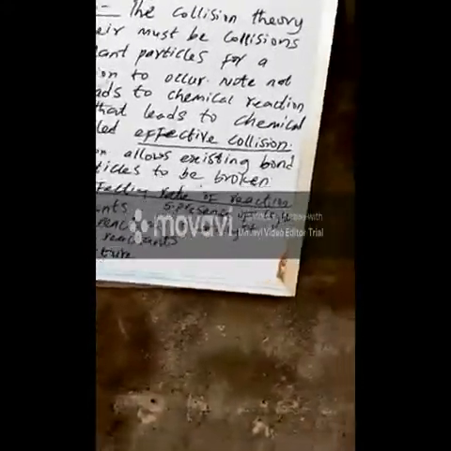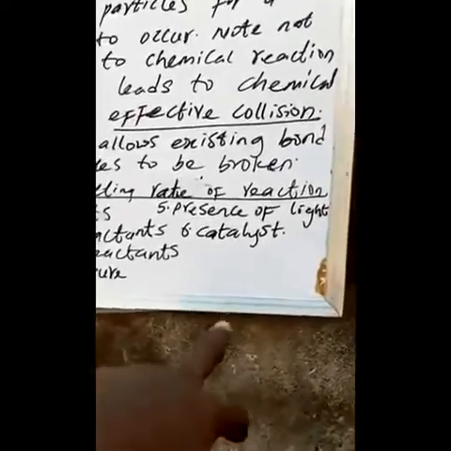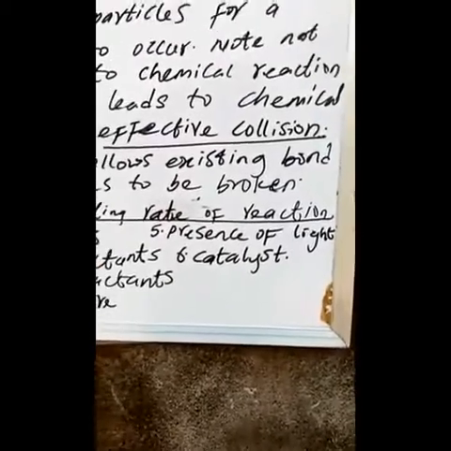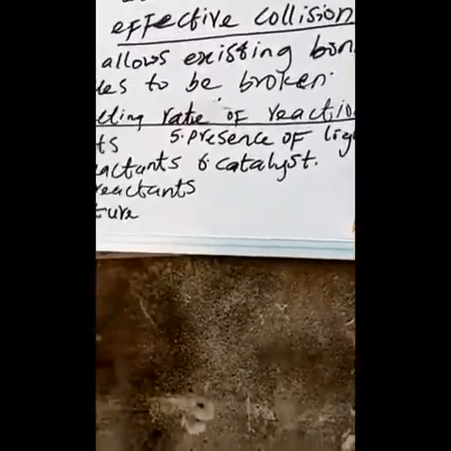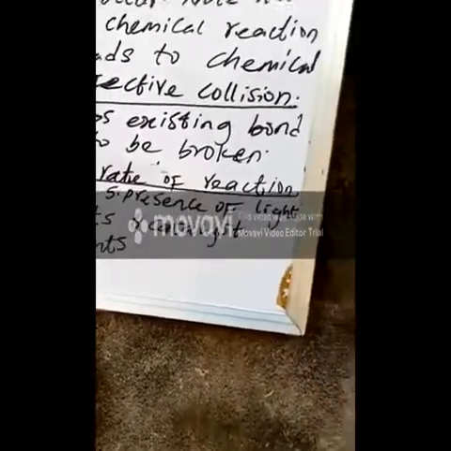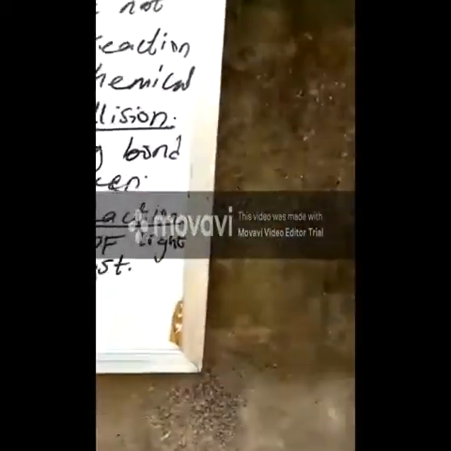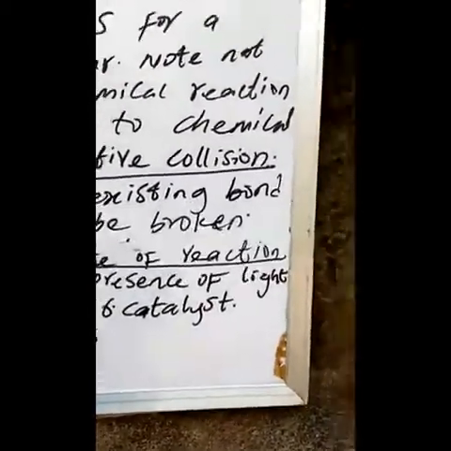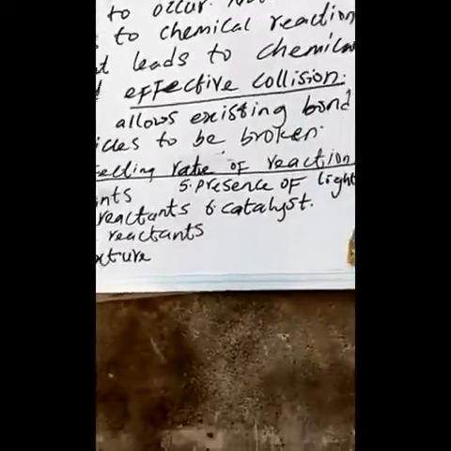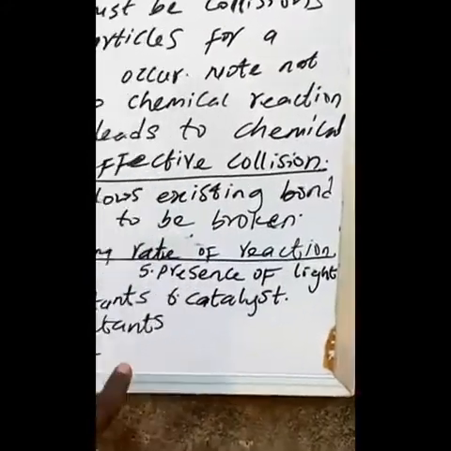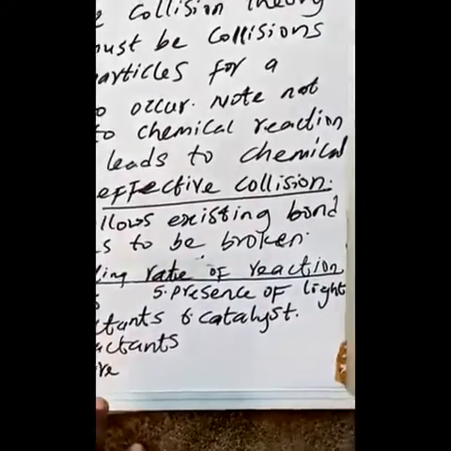Now, number 5, presence of light. Some reactions cannot occur in the absence of light, like the case of photosynthesis. Photosynthesis needs the presence of sunlight for it to occur. A chemical reaction that occurs in the presence of light is called a photochemical reaction. So certainly there are some chemical reactions that will not take place except in the presence of light.